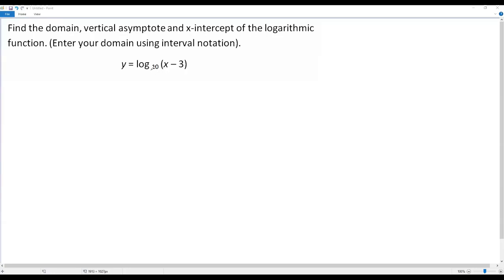Usually a logarithm will contain two parts. One is base and the other one is argument. Here the base is the value we have over here, that is 10, and this is called the argument, this x minus 3. And a logarithm is always defined only for the positive value of its argument. That is, if I want this logarithm to be defined, the value of this argument x minus 3 has to be positive. That is, x minus 3 has to be greater than 0.